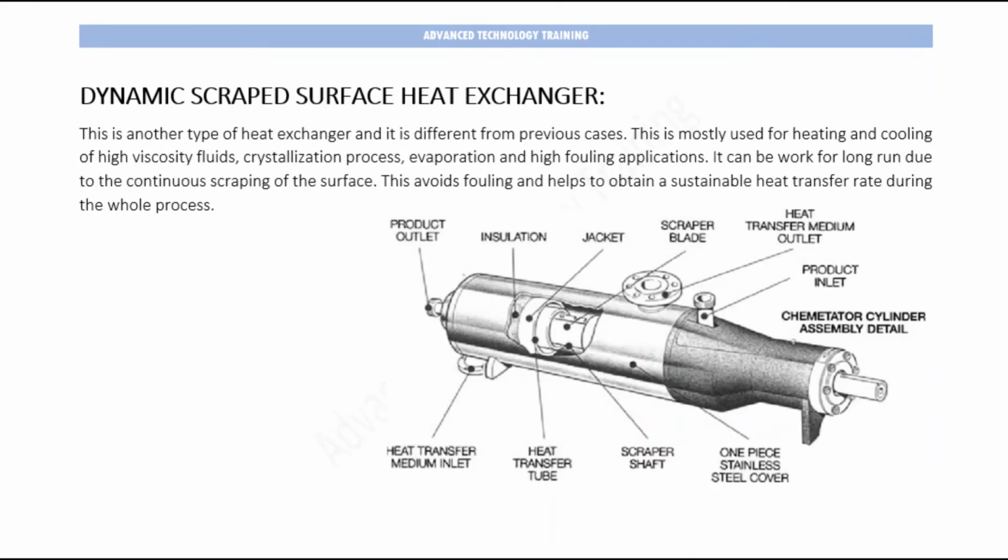Dynamic scraped surface heat exchanger. This is another type of heat exchanger and it is different from the previous cases. This is mostly used for heating and cooling of high viscosity fluids, crystallization processes, evaporation, and high fouling applications. It can work for a long run due to the continuous scraping of the surface. This avoids fouling and helps to obtain a sustainable heat transfer rate during the whole process.